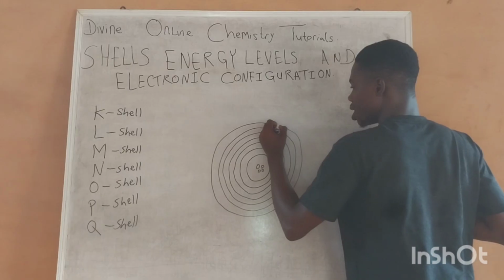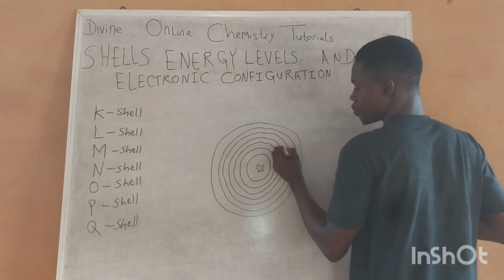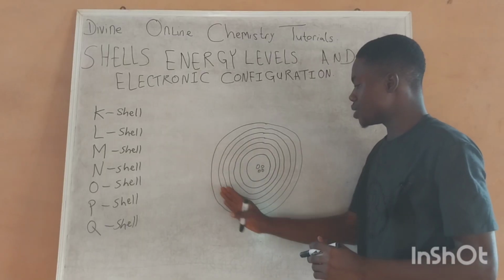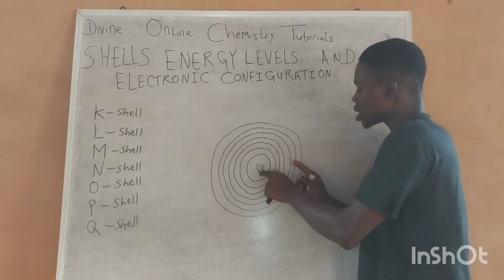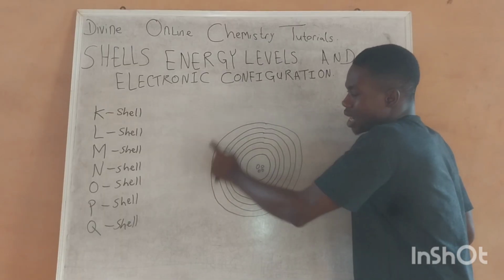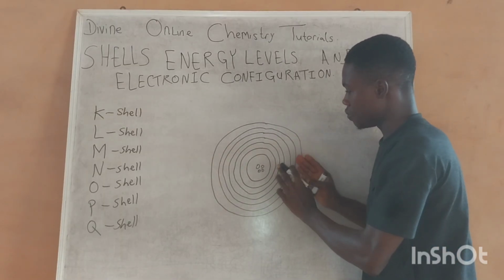So there are seven in number: 1, 2, 3, 4, 5, 6, 7. So this is the way you represent it diagrammatically, whereby the nucleus is situated at the center and the shells are spinning around the nucleus in orbit. So please take note of this.